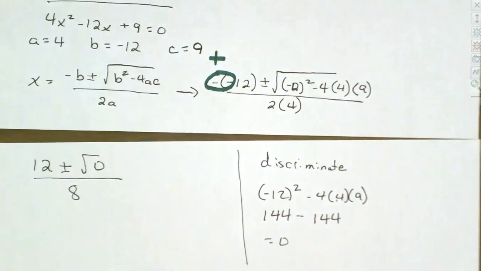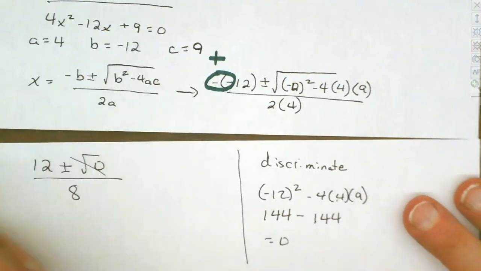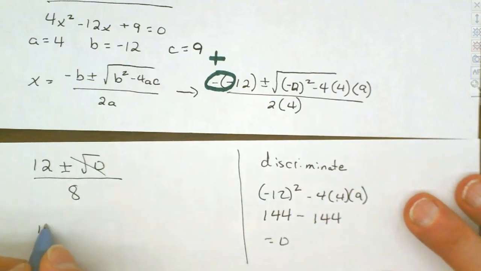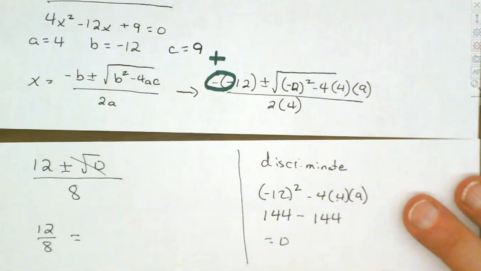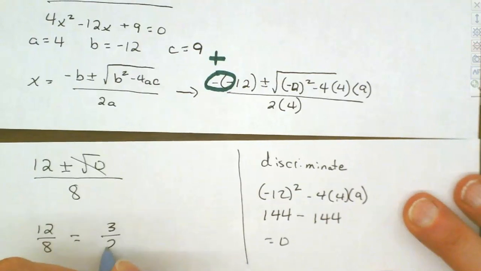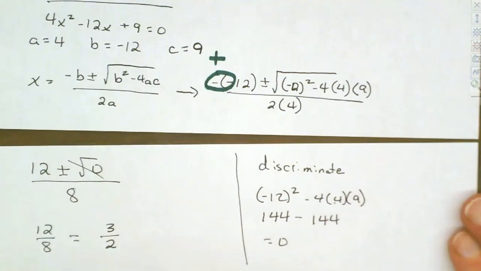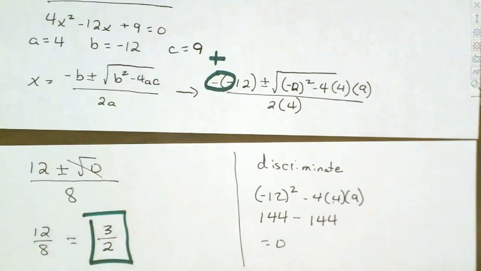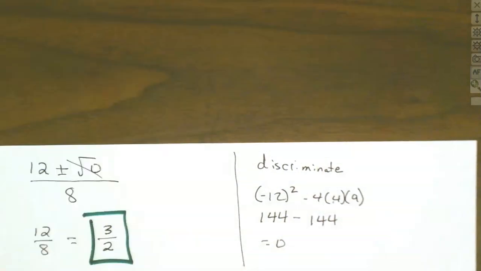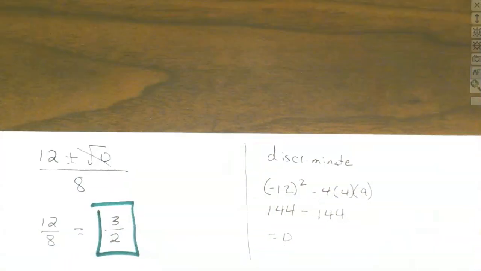Now, how do we handle that? Okay, square root of 0 is what? 0. So do we even need that at all? No. That can be gone. So what are we left with? 12 over 8, and you've got to reduce that down so that it matches up. And 12 over 8 is going to reduce down to a 3 over what? 2. And there's your final answer. The plus or minus are gone because the square root of 0 is 0, and that took out that discriminant.